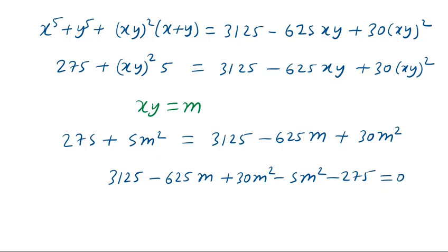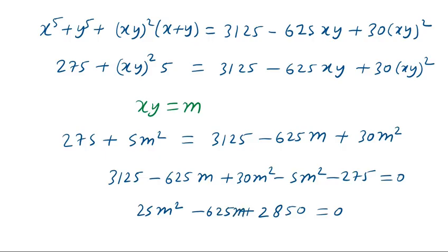Now here 30m square and here minus 5m square. Now subtract 5m square from 30m square, then you will get here 25m square minus 625 plus here 3125 and here 275. Now subtract 275 from 3125, then you will get 2850 and this is equals to 0. Now look carefully at this quadratic equation. Here 625 times m, so here m.